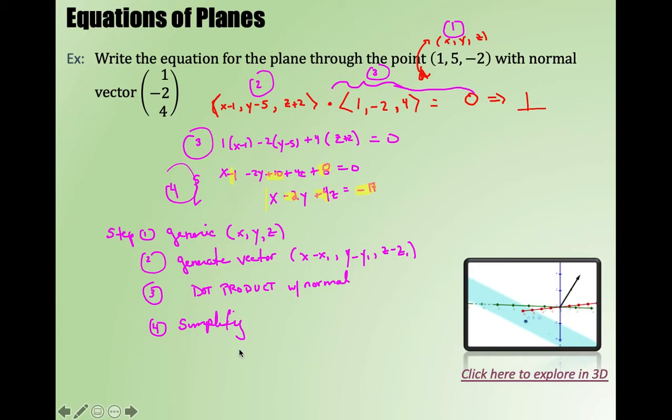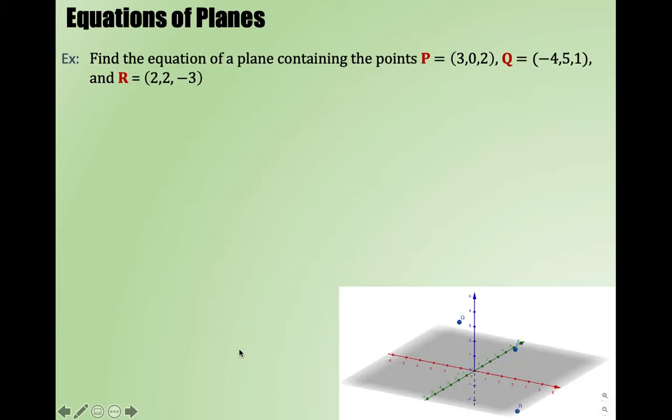All right, let's throw you a little bit of a curveball here. What if I don't give you the normal? What if I just give you 3 points? This is kind of analogous to in Algebra 1 when instead of giving you a point and a slope, I gave you 2 points. So you had to use the points to find the slope, right?